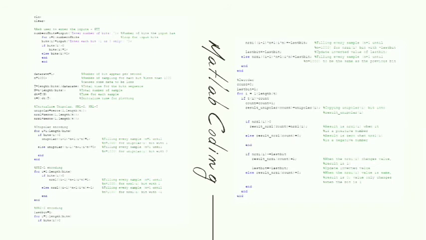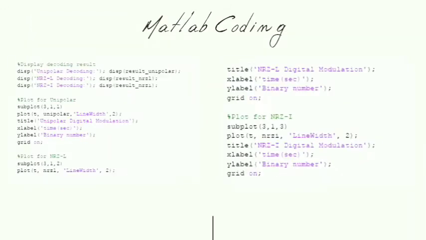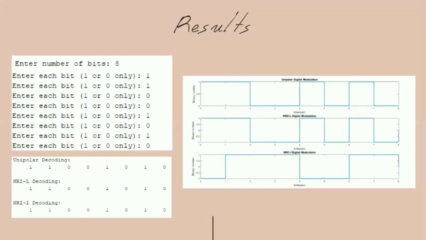For NRZ-I, if there is a change in the last bit, it will produce a decoding output of 1. If there is no change in the last bit, it will produce an output of 0. We then display the decoding result and plot each of the graphs with a title and labels. We are using subplot so that it can be shown on one page. So here is the result. We do the example for an 8-bit input, which is 11001010.